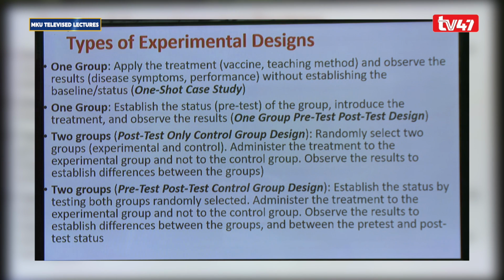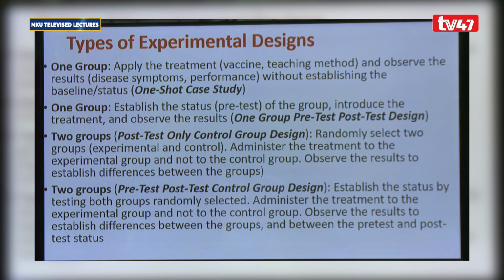And finally, let's look at the different types of experimental design. One of these could be you are just interested in one group, say a group of patients in a particular area, in a particular region. So you put this group of patients together, and what you do is that you apply a treatment, a vaccine, and see what happens after using that vaccine. This is what we call the one-shot case study.